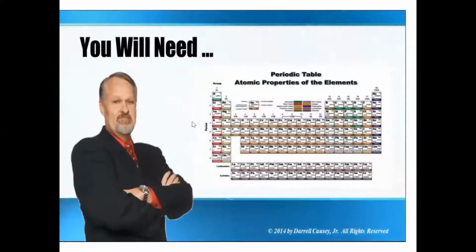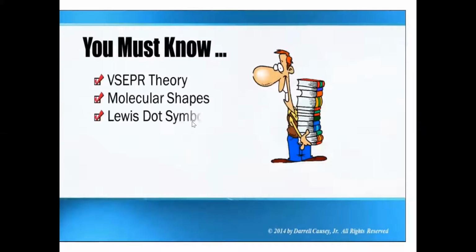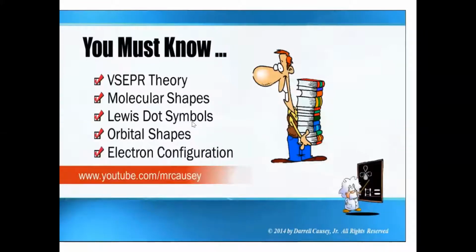You'll need your periodic table, and you need to be familiar with the Vesper theory, molecular shapes, Lewis dot symbols, the orbital shapes, and electron configuration. And if you're not sure of any of these areas, you need to go to my YouTube channel, find the lesson, and check it out, because it's a must to know these items.